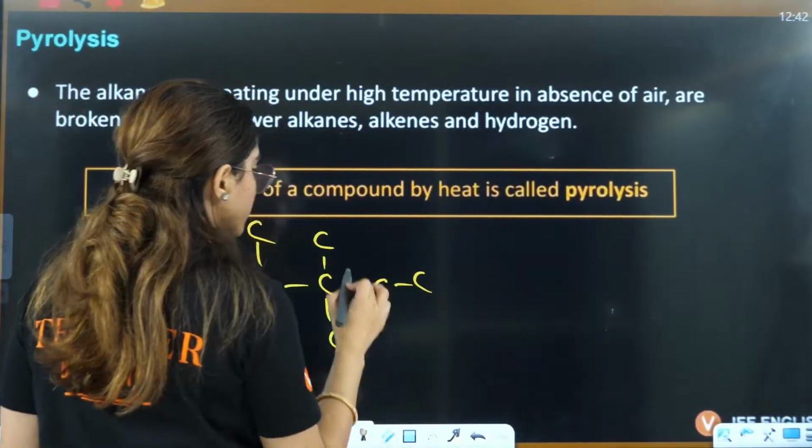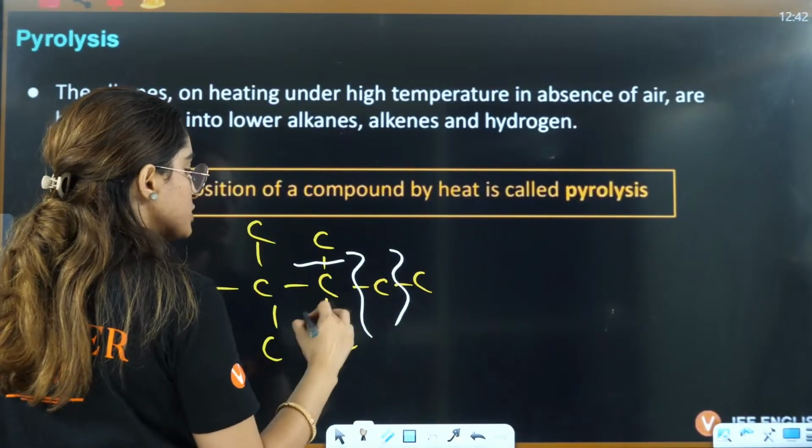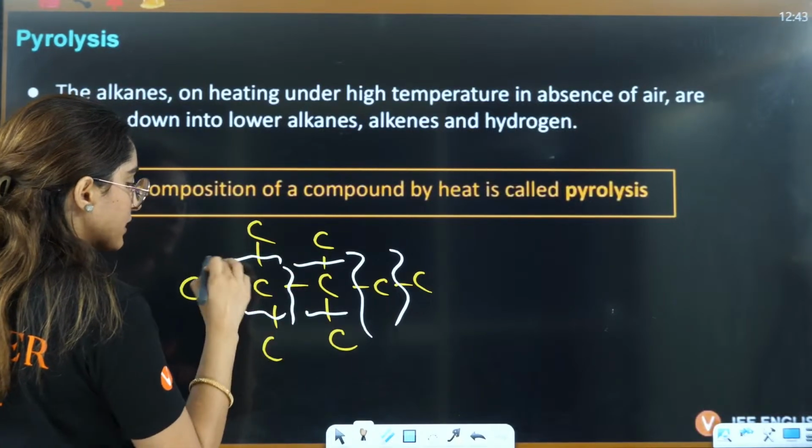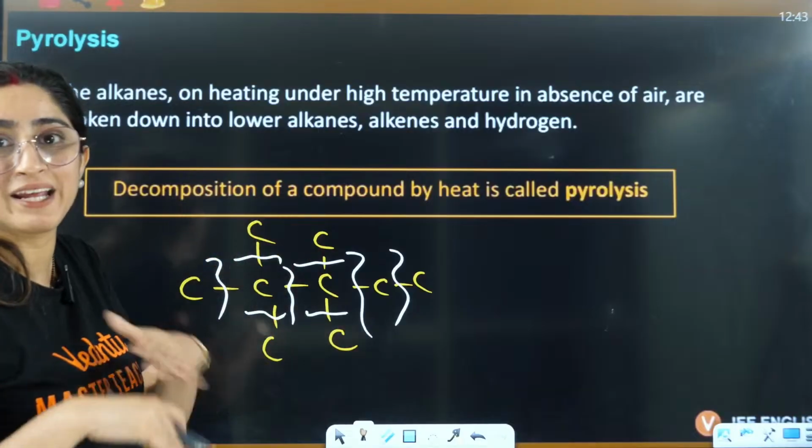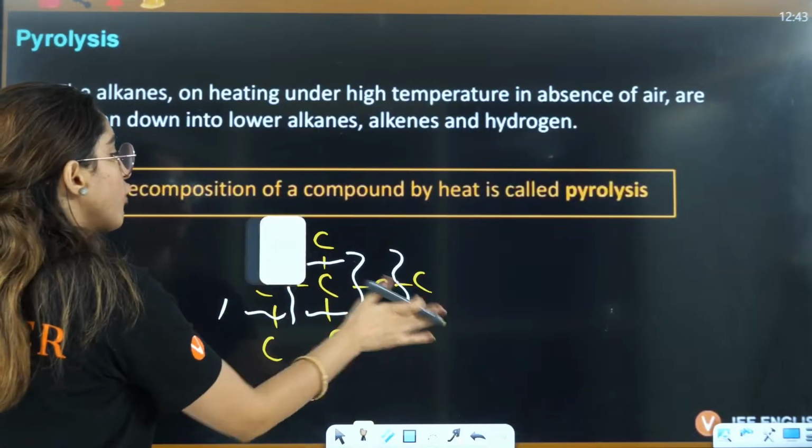It will break down into, maybe this bond can break, this will break, this will break, this will break, this will break, this will break, this will break. All the bonds may or may not break, and any number of compounds will be formed here.